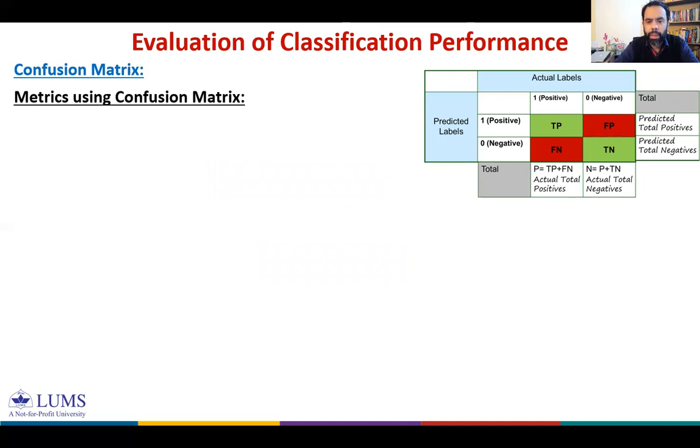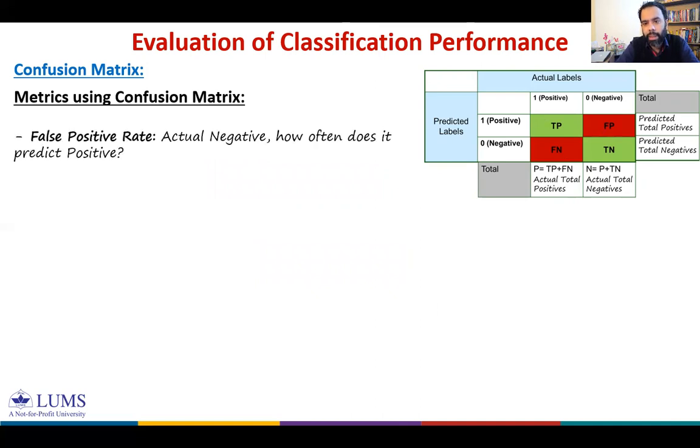Let's also define some more metrics. False positive rate, as the name suggests: for actual negatives, how often does it predict positive? That is the false positive rate. I think now you're trained enough that you can compute this. It will be simply given by false positive divided by all the points in the column containing false positive, or FPR is given by false positive divided by the total number of points with a label of negative class, label of class 0. Okay.